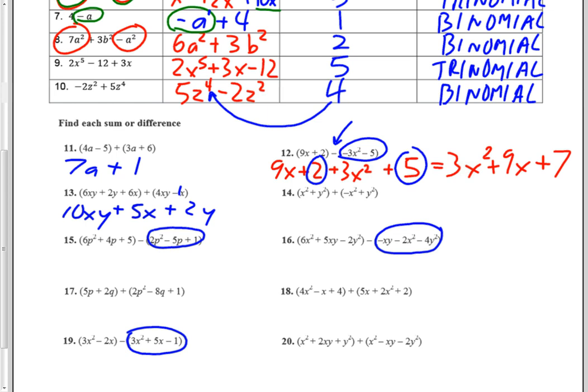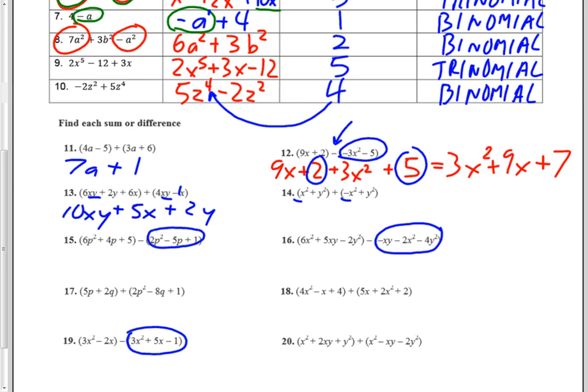You can only combine things that look exactly the same. Is xy the same as xy? You can combine them. You have to have the same exact exponents and letters. So I can't combine a 6x with a 4xy. It's apples and oranges, 2 different ideas, 2 different things. What did you get for 14 when you had the x squared and the minus x squared?